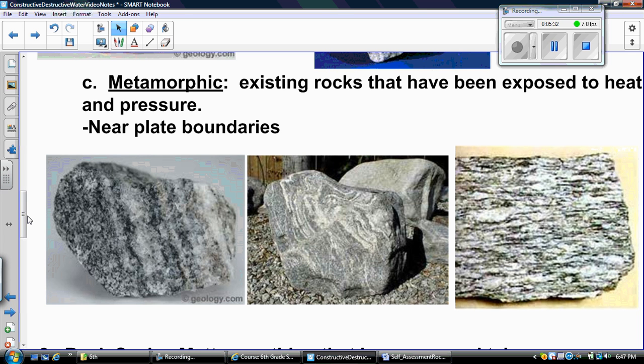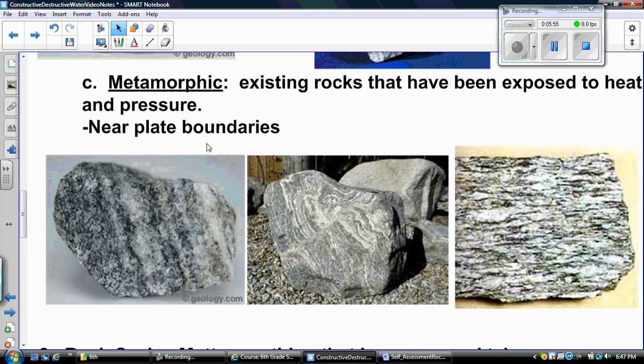Those cracks meet and press together, and that rock that makes up the Earth's crust gets exposed to heat and pressure. So metamorphic rocks are already existing rocks that are exposed to heat and pressure, and they change the chemical makeup of that rock into a new type of rock, which is a metamorphic rock. Metamorphic means to change.